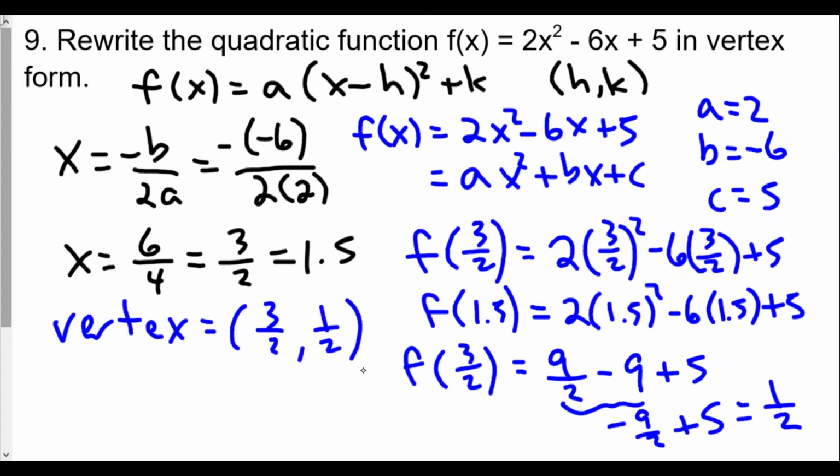Now, if you found it in decimal form, you probably would have multiplied: 1.5 squared is 2.25, which times 2 is the same thing as 4.5, and then negative 6 times 1.5 is negative 9. 4.5 minus 9 is negative 4.5, plus 5 is 0.5. So the vertex can be written as 1.5, comma 0.5. That's fine too. Now, these are your h and k values. And our a value is 2.